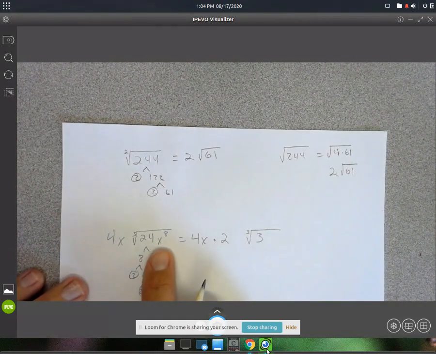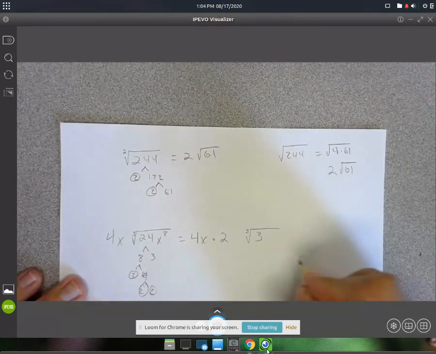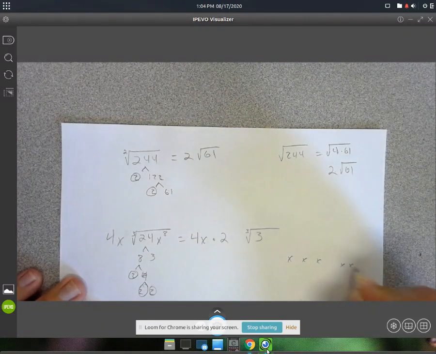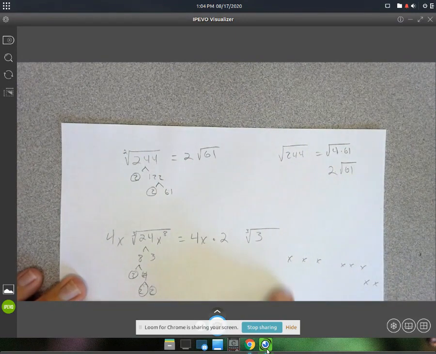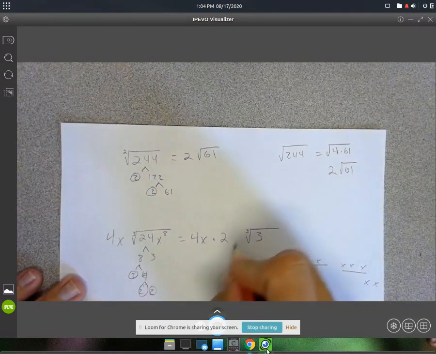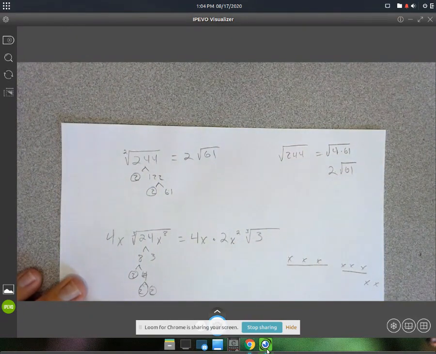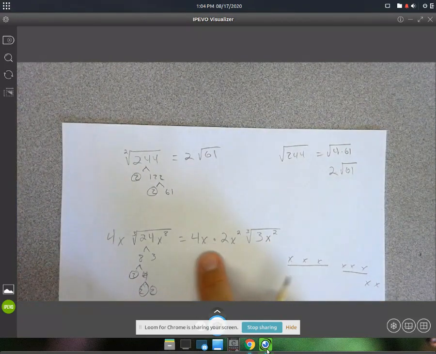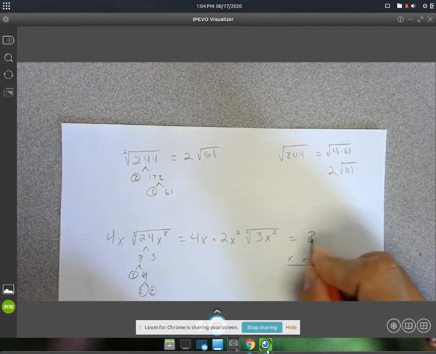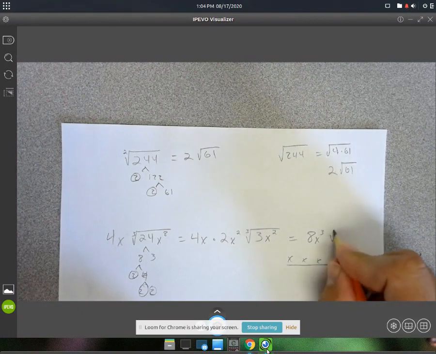All right. Now if we look at our x's, we've got 8 x's. So 1, 2, 3, 4, 5, 6, 7, 8. And we're looking for groups of 3. So that would be one group, and that would be the other group. So those will get to come outside of the radical. So we'll have an x to the second power, and then these 2 would stay on the inside. So an x to the second power. Right. And then you would just simplify this as best you can. So that would be 8 and then x to the third, and then times the cube root of 3x squared.